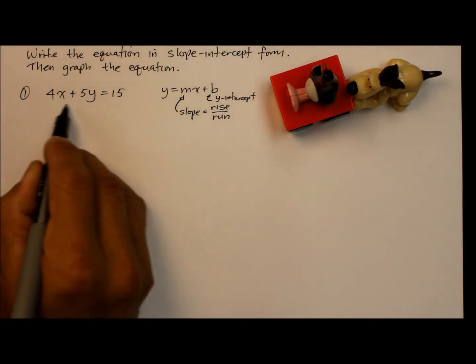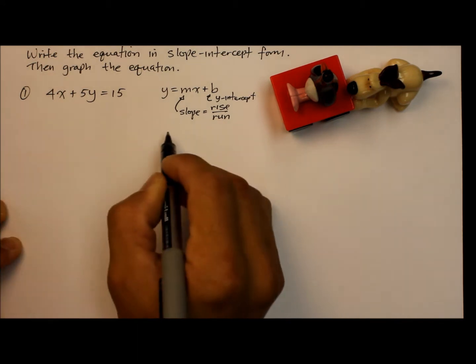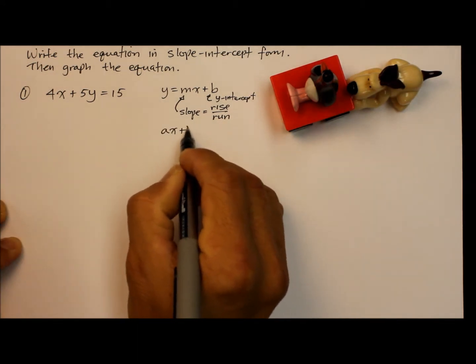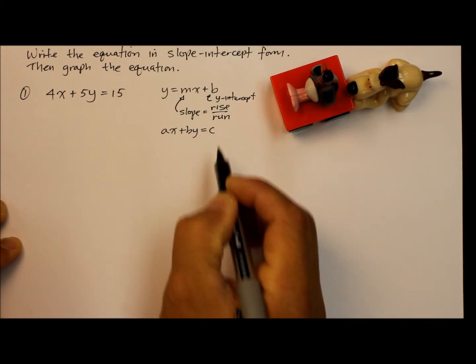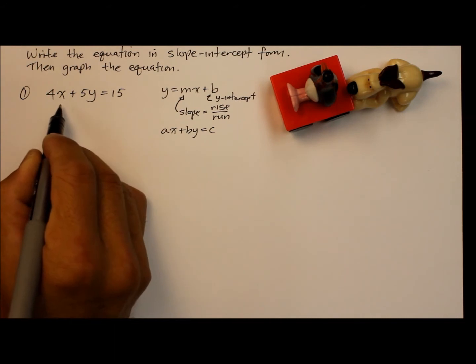So what we have here is a linear equation that is in standard form. Remember standard form? ax plus by is equal to c. And last time we graphed this equation, we used the x and y intercepts. Look for the other video that shows that. But first, we're going to do what the direction says. We're going to write this equation in slope-intercept form.